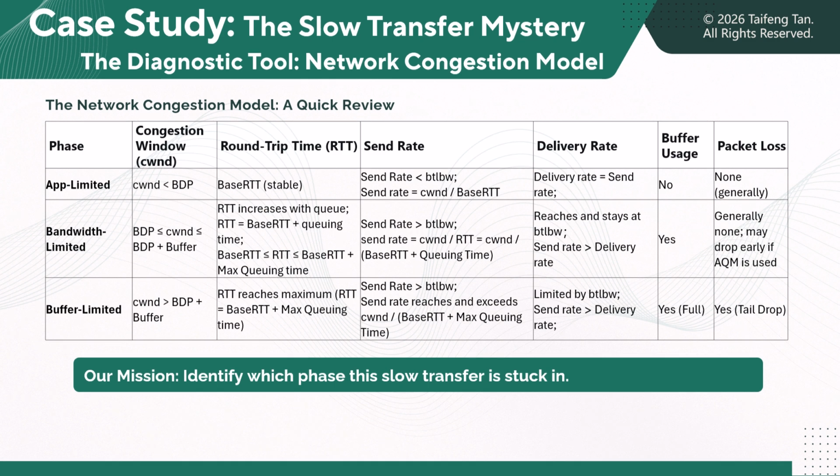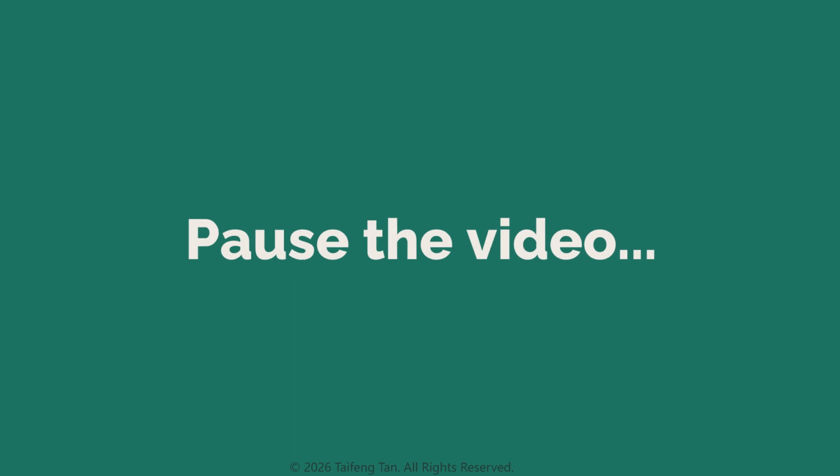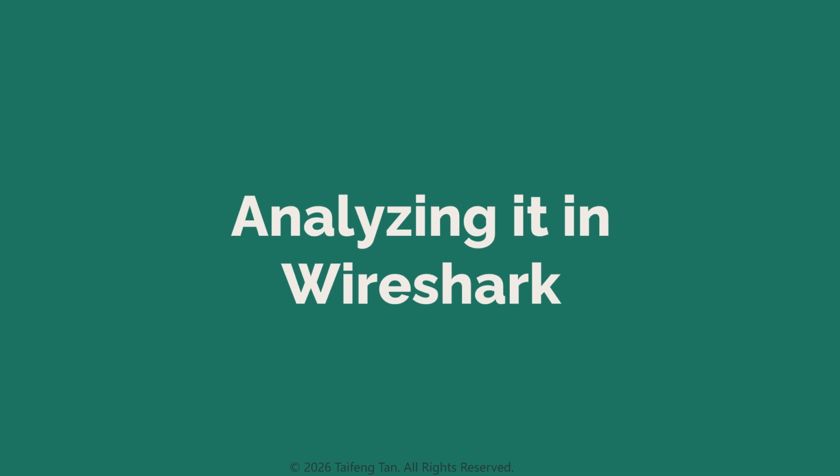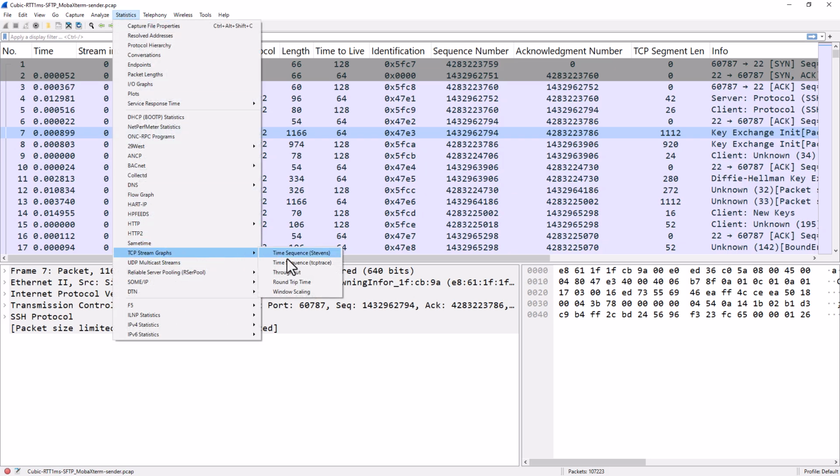Here's a challenge for you. Pause the video, download the PCAP file from the comments, and analyze it on your own. Then come back and continue watching. All right, let's open the packet capture and analyze it to find the cause. This capture was taken at the sender side. Remember, for performance analysis, you must always start from the sender side. Otherwise, you can't see the real behavior of bytes in flight.